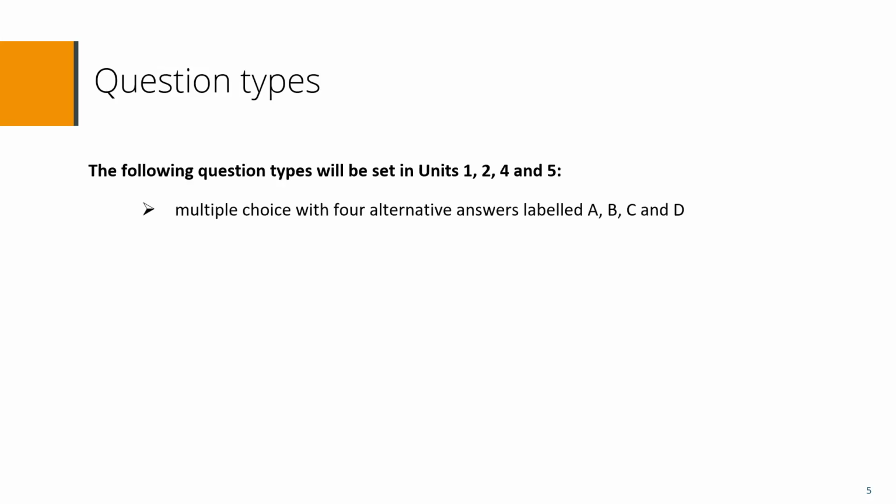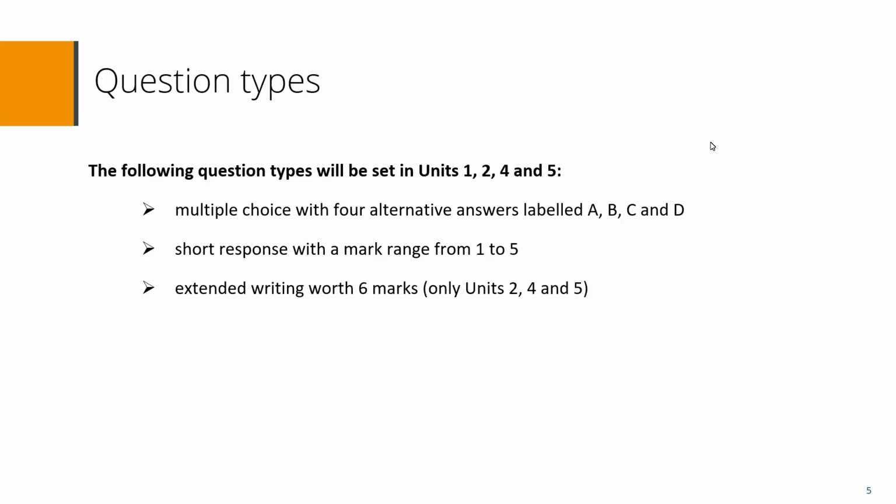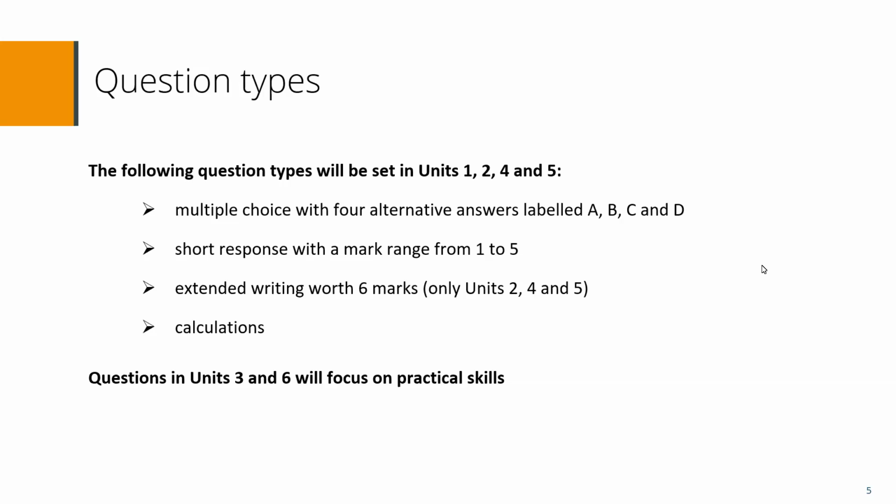There will be multiple choice questions with 4 alternative answers labelled A, B, C, and D. There will be 20 of these, and they will be at the beginning of the paper. And the way in which you go about them, marking them, we'll look at in a moment. Short response with a mark range of 1 to 5. Extended writing worth 6 marks, but they will be only in units 2, 4, and 5. There will be none of the extended writing questions in unit 1. And of course, because chemistry is a numerical subject, there will be calculations. Units 3 and 6 will focus solely on practical skills.